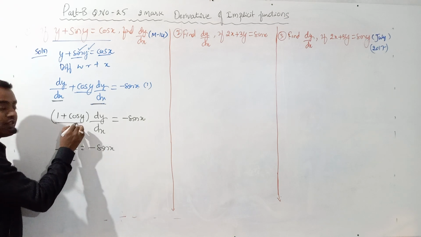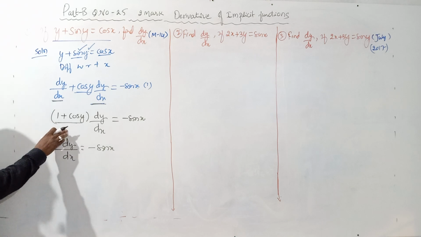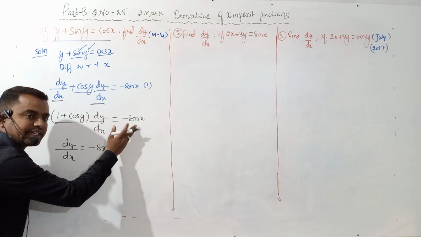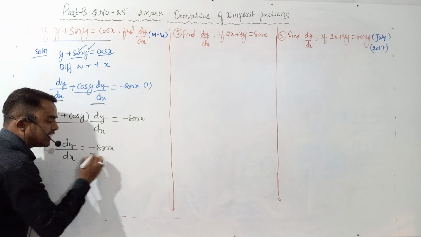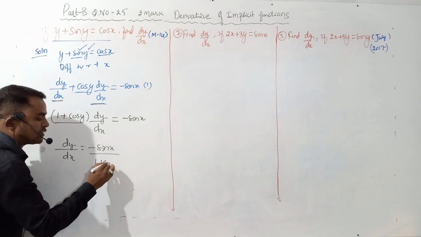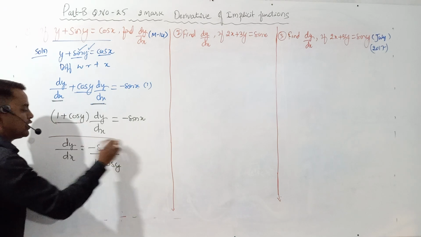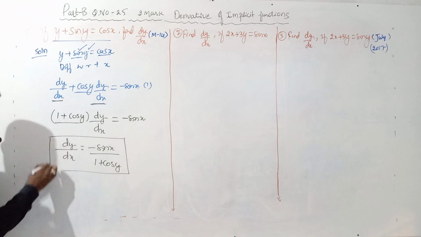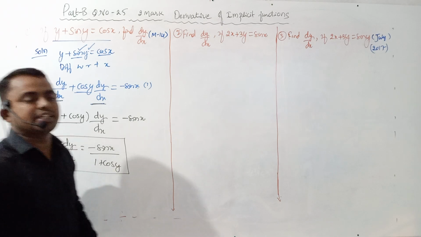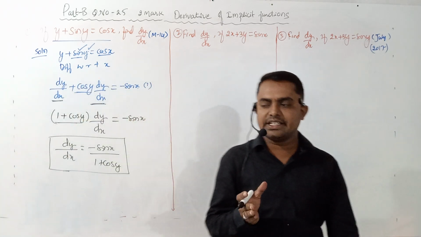Then dy by dx is equal to minus sin x; if you transfer 1 plus cos y from the left hand side to the right hand side, it will be divided, that is, divided by 1 plus cos y. This is the final answer for your question. It's a very simple problem. The only thing is that in the first step we have to write the function as it is.